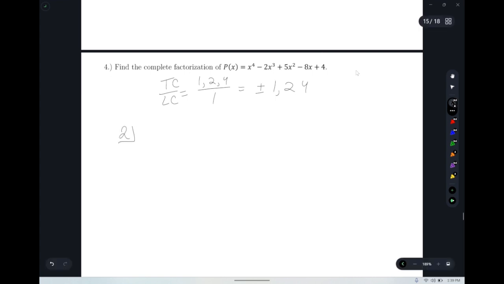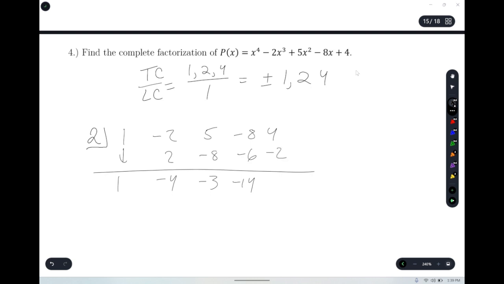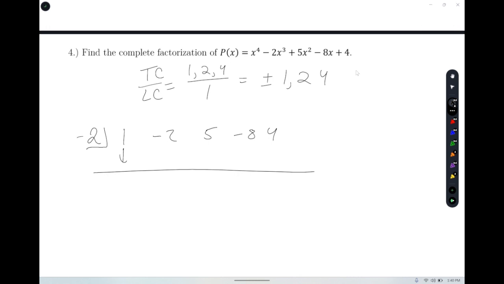Okay, I'm gonna try 2 then. One does work. Yeah. 2, 1, -2, 5, -8, 4. Drop it down. You get 2, -4, -8, -3, -6, -14, -28. Oh, that didn't work, did it? 2 doesn't work. 1 doesn't work? I'm hopping over to -2. Nobody's trying 4? No, I don't think so.